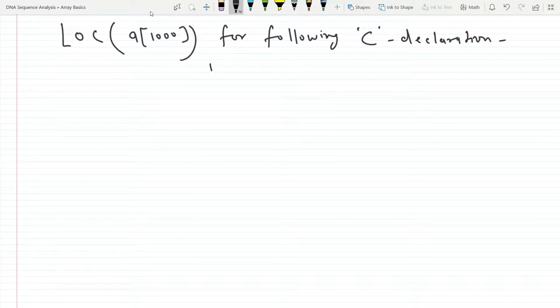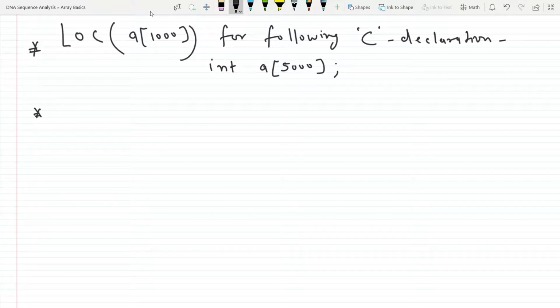So what is the declaration? The declaration is like this: integer A of 5000. We are supposed to find the location of this. Okay, so I already told you how to find the location. We are not supposed to find the value, we are supposed to find the location only. So this is our question and this is going to be the solution for that.